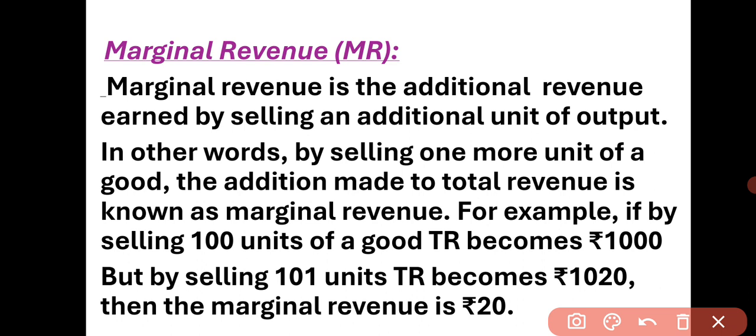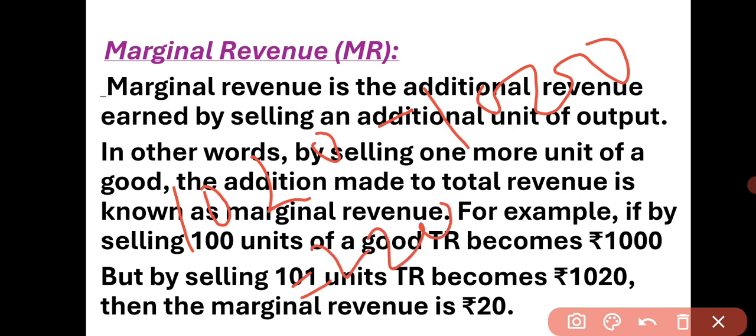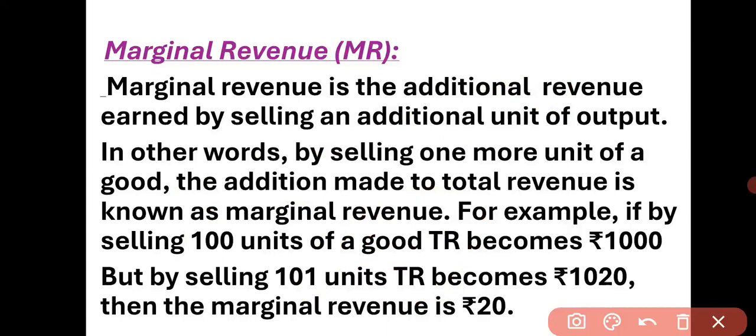Total revenue of nth unit, 1020, minus n minus 1 unit, that is 1000, so that becomes 20 rupees. This is your marginal revenue. By selling one more unit of output, how much additional income are you getting? That is your total revenue, right? So it is calculated here.